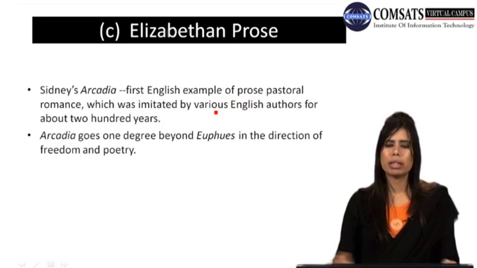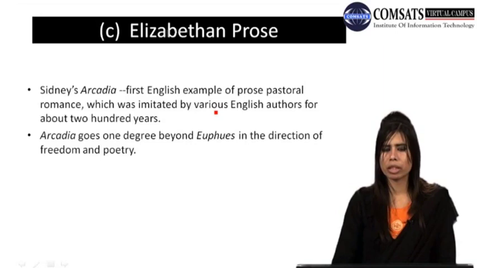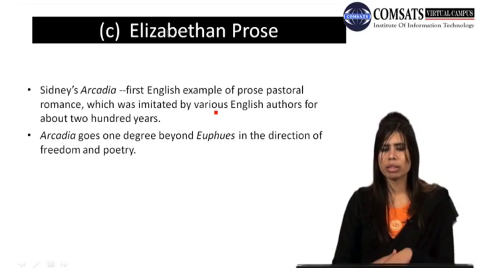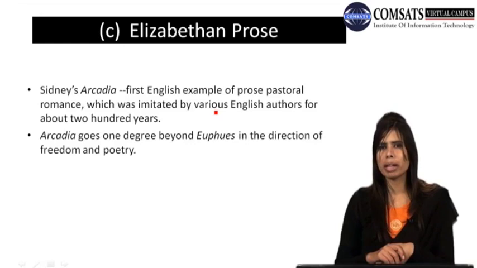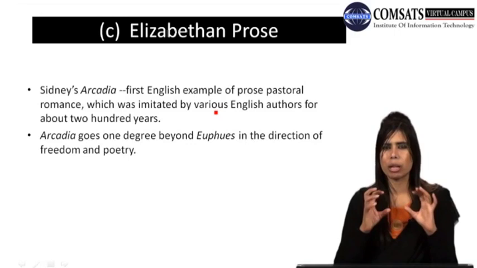Elizabethan prose, Sidney's Arcadia. The first English example of pastoral romance, which was imitated by various English writers for about 200 years. So this is again a very important work that was written by Sir Philip Sidney. Arcadia goes one degree beyond Euphues in the direction of freedom and poetry. So basically both follow the same themes, but it is one step beyond Euphues in the direction of freedom and poetry. So in Elizabethan prose we talked about Lyly, and here we are talking about Sidney, with our particular focus on his work Arcadia, fine.